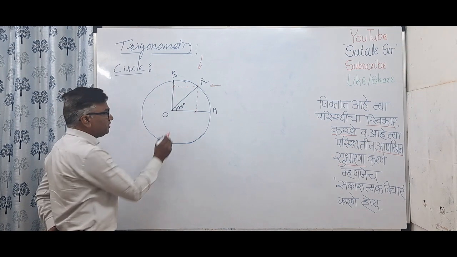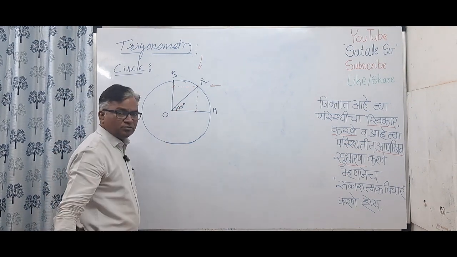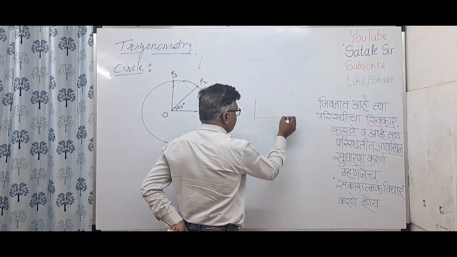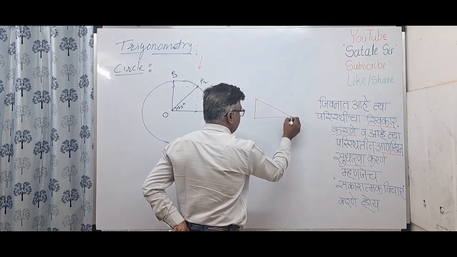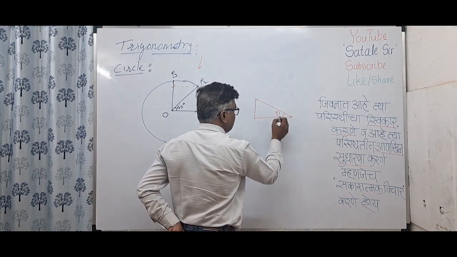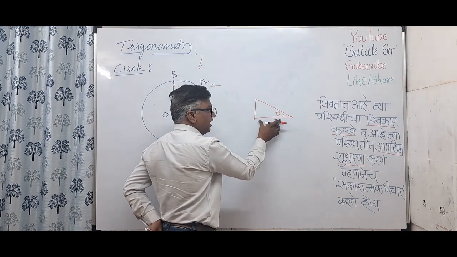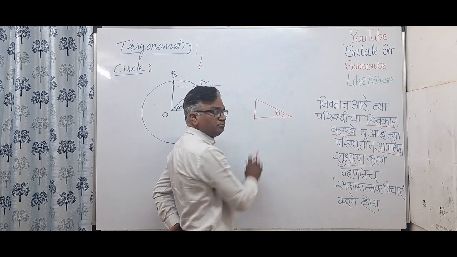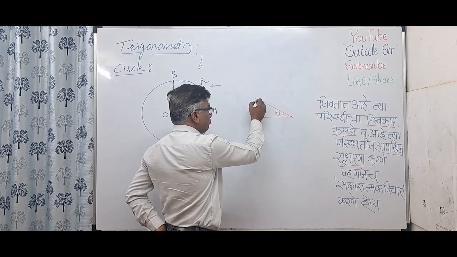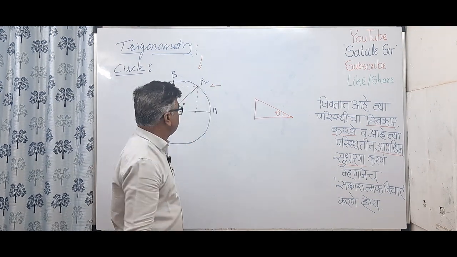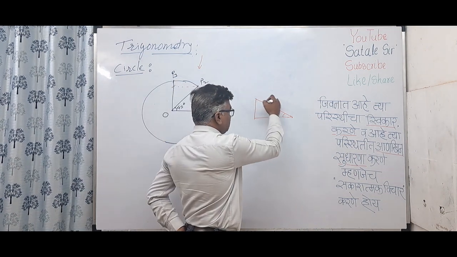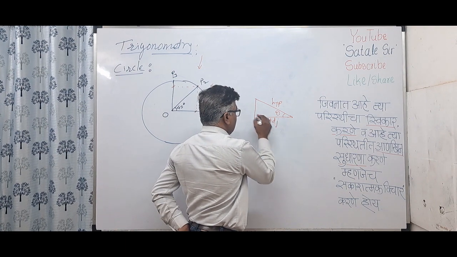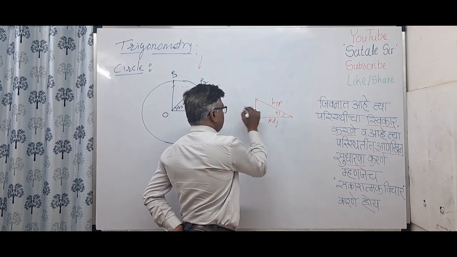Now this angle is 45. We have already seen that in any right angle triangle, if this is angle theta, then the side which is adjacent to this angle we call the adjacent side, this side we call the opposite side, and this is called the hypotenuse. So this is the hypotenuse, this is adjacent, and this is the opposite side.